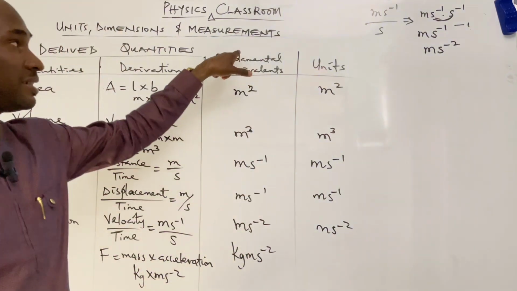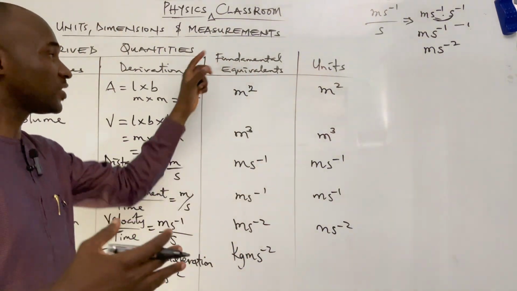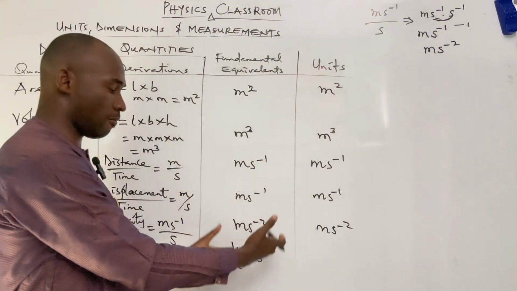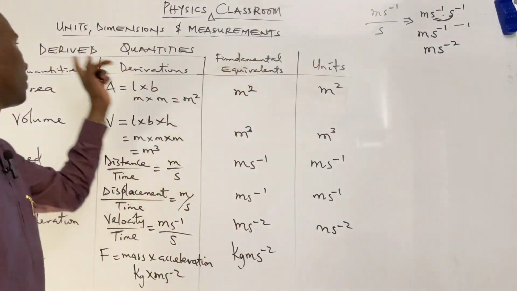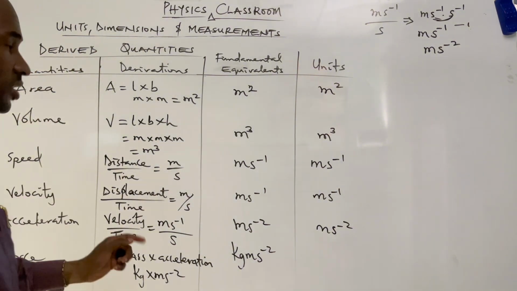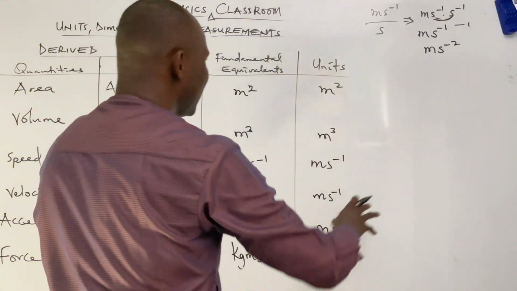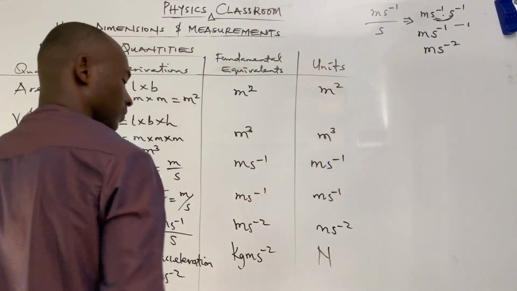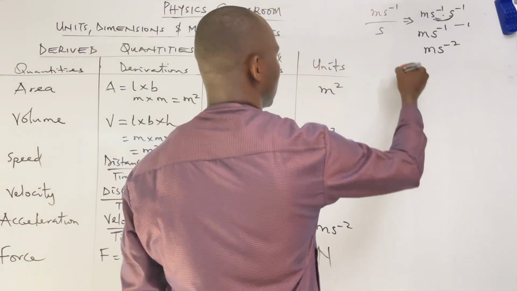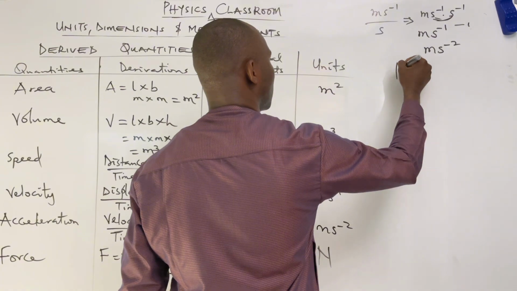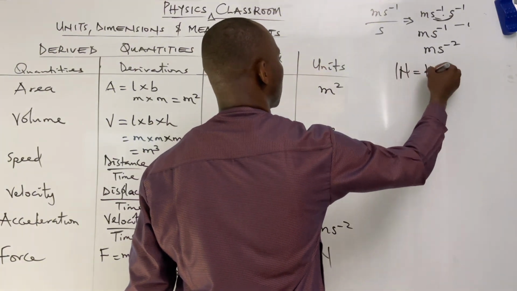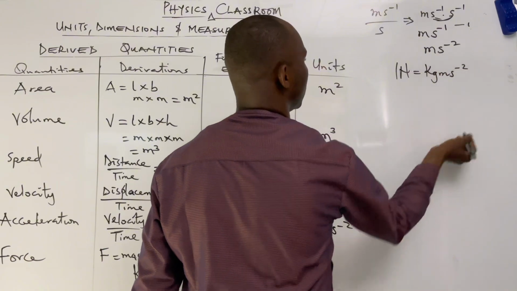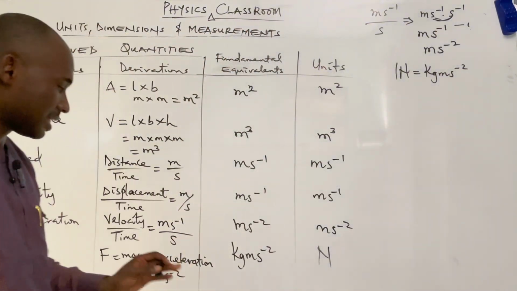That is why we call it fundamental equivalent, showing you that combination of two or more fundamental quantities will give us the derived quantities. Now, the universally accepted unit for force is Newton, telling you that 1 Newton is equal to kg meter per second square. They are the same. So that's about that.